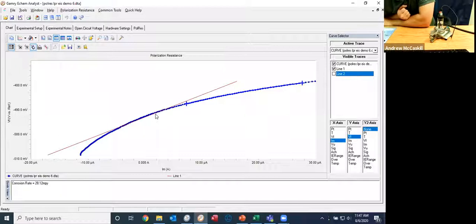for the LPR measurement. Okay, Andrew, can I jump in for a second? Yeah.